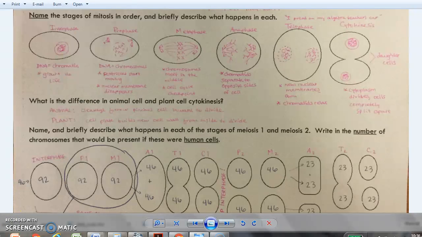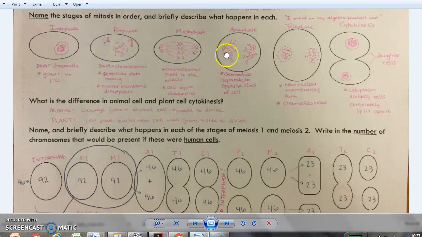Here are the stages of mitosis. I puked on my algebra teacher's car, so interphase, prophase, metaphase, anaphase, telophase, and cytokinesis. In general, we start with chromatin, loose DNA, uncoiled DNA. Cells spend most of their life here. Then they go into prophase. Their chromosomes start to condense.